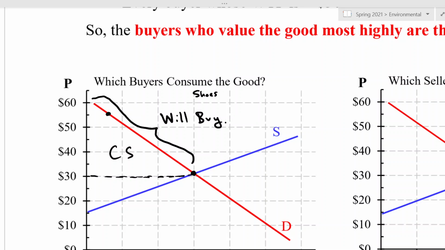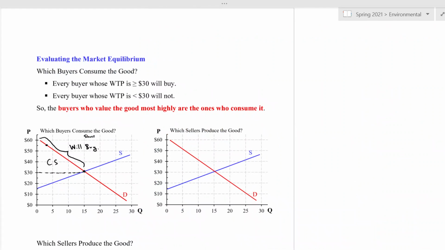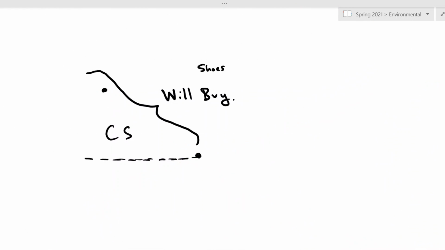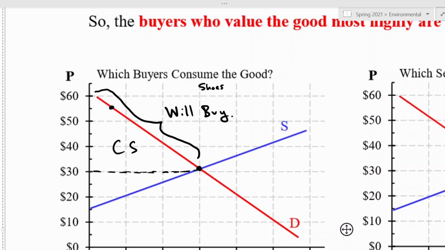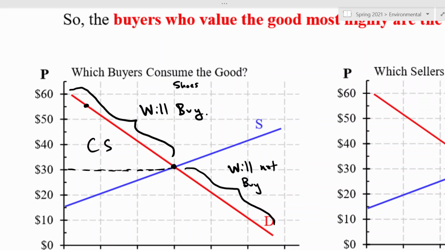There's somebody down here who only values the shoes at $10. If the price is $30, they're not going to buy it. And that means that the people who value it the highest will buy it, and the people who don't value it as much will not buy it. So from the consumer side, that's efficient.